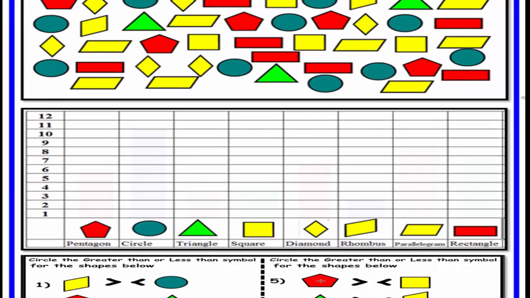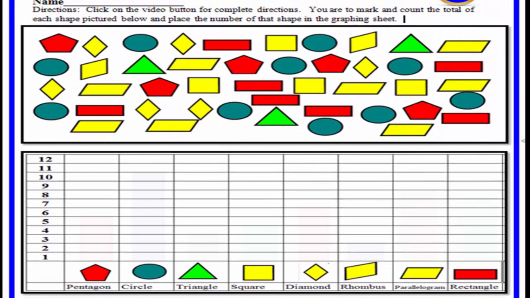Let me give you an example of what we're talking about. To do that, you'll notice at the very bottom, I've listed the shapes. We have a pentagon, a circle, a triangle, a square, a diamond, a rhombus, a parallelogram, and a rectangle. What we want you to do is to count the number of shapes and draw a graph. Let me illustrate what we mean in detail with just one of them. Let's look at the first one, a pentagon.